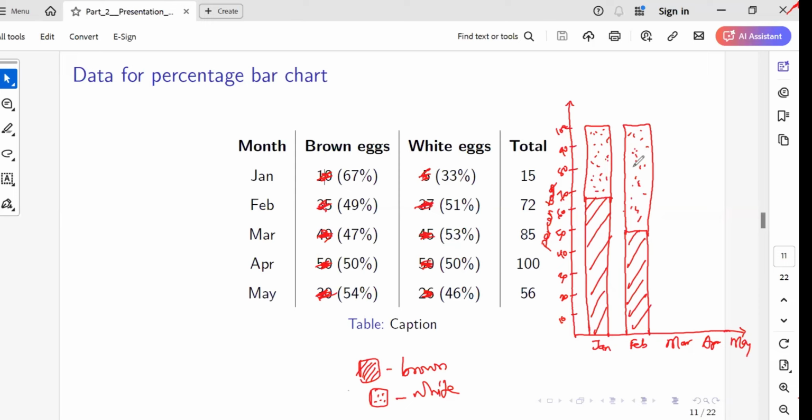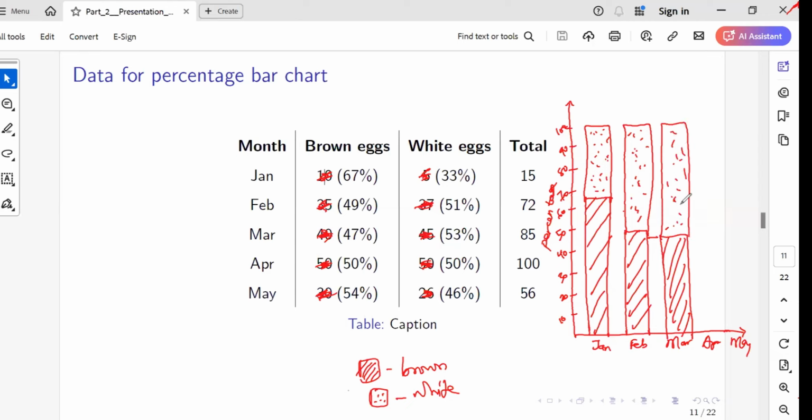All right. So let's do the last one for March. On your own, you can do April and May. For March, brown eggs, we have 47%. Okay, so somewhere here. I'm going to extend it all the way here like this, and then do my dash, dash, dash, dash, dash. Then for white eggs, it's 53. 53 and 47 should give us 100%.